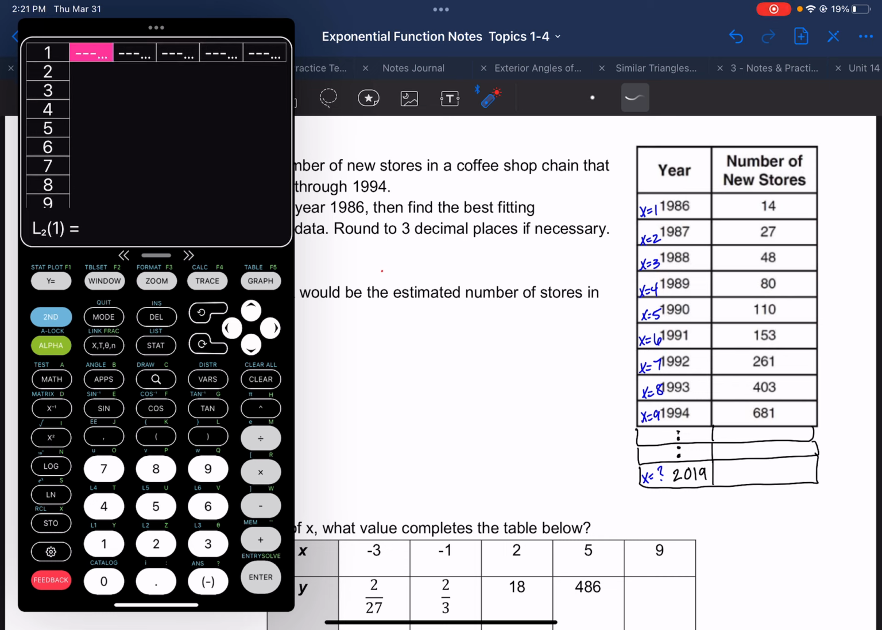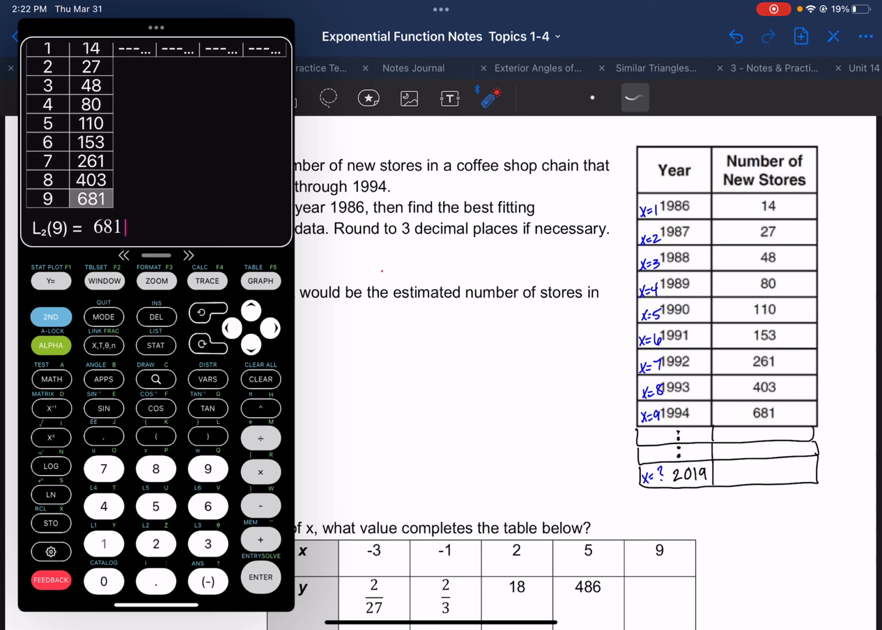What I need to do, 14, 27, 48, 80, 110, 153, 261, 403, 681. Bam. All right, have this.